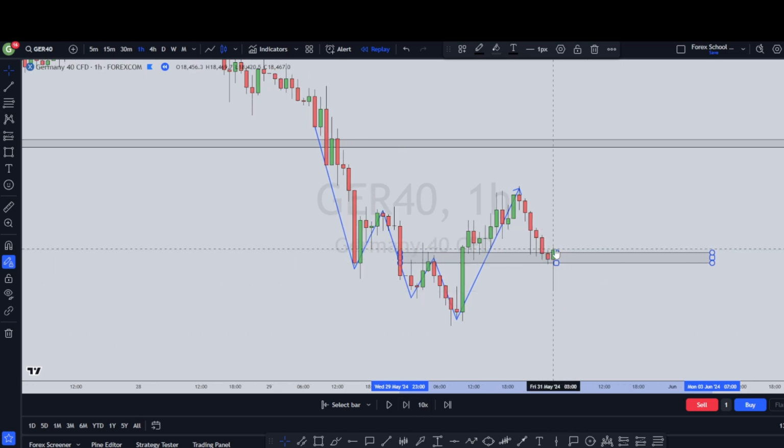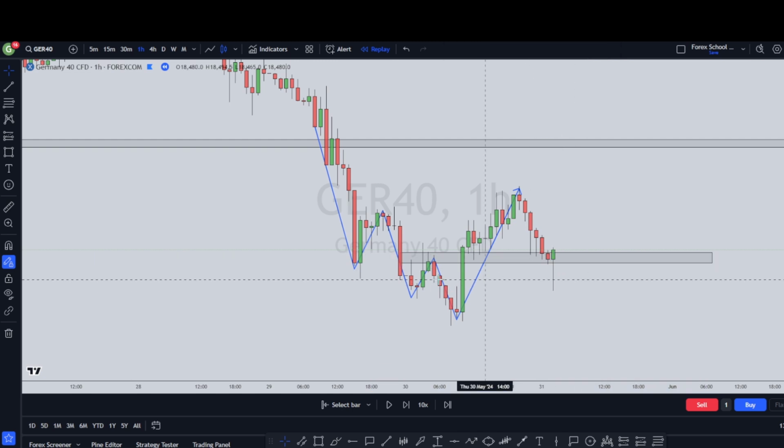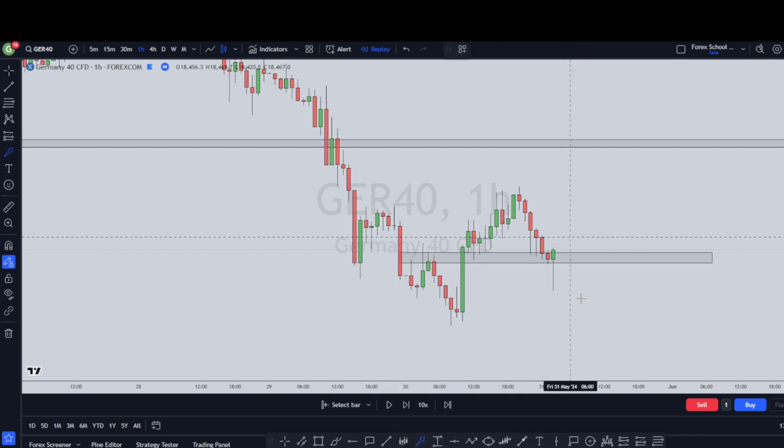So now price retraces, and right here we see it touches this support area. After touching the support area, you see it wasn't enough for price to touch the support area alone, because price could have continued and dropped to the downside, in which case it would have been a continuation of the previous downtrend.